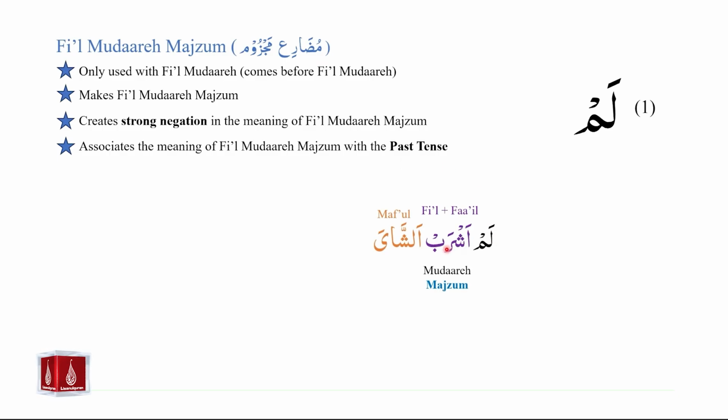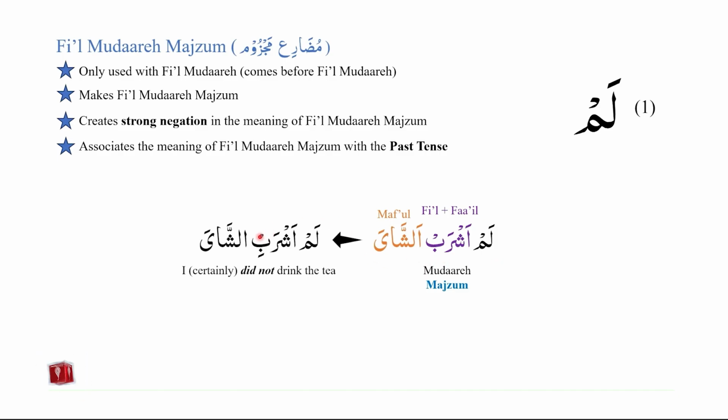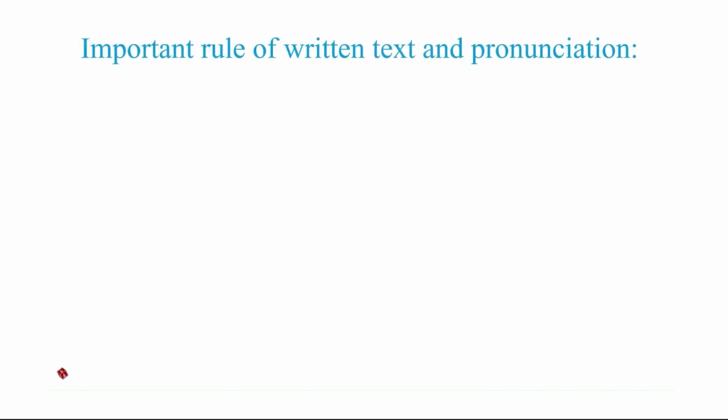Lam ashrab ashaya. Lam is the harf, ashrab is fi'il mudare, and ashrab is fi'il mudare majzoom because of the effect of lam. Ashrab is fi'il plus fa'il, and ashaya is maf'ul. When we read this in continuation, we will say, lam ashrabishaya. I certainly did not drink the tea. We have an association with the past tense, we have strong negation, and we see fi'il mudare in the form of mudare majzoom. Let us remind ourselves of an important rule of written text and pronunciation.